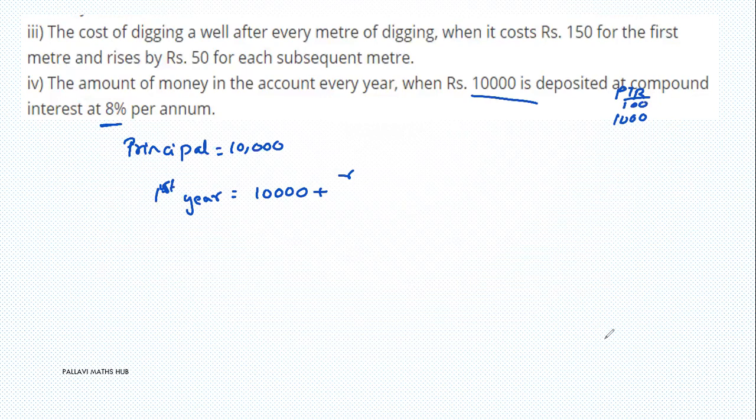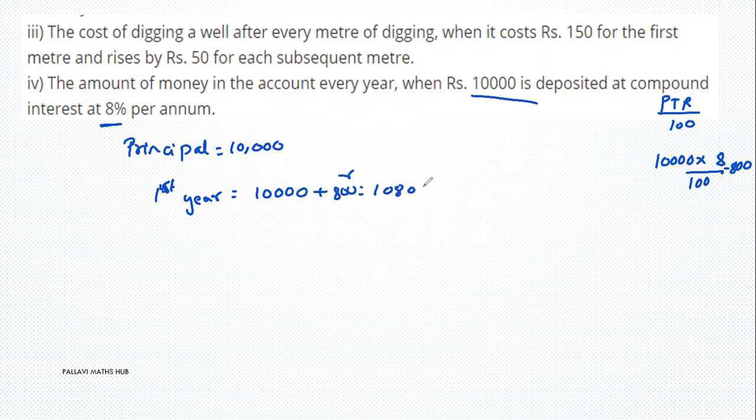I will write it once again. How will we find the interest? PTR by 100. Principal is 10,000, rate of interest is 8, time is 1 year, divided by 100. You will get 800 rupees. So 10,000 plus interest of 800 rupees is equal to 10,800.